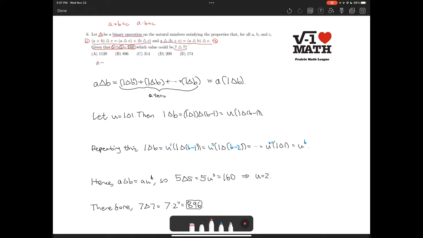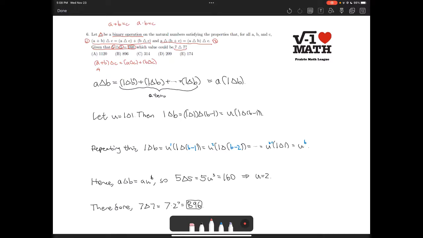We have (a plus b) triangle c. This sort of resembles the distributive law, except that it's a triangle instead of multiplication. So what can we do here? Well, we can try plugging in some values. For instance, we can try 4 and 1 for values of a and b, and 5 for c.